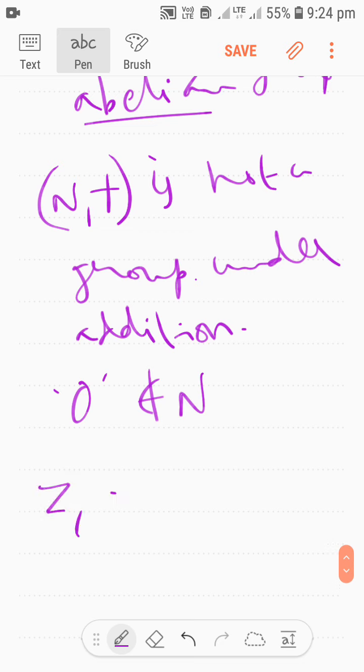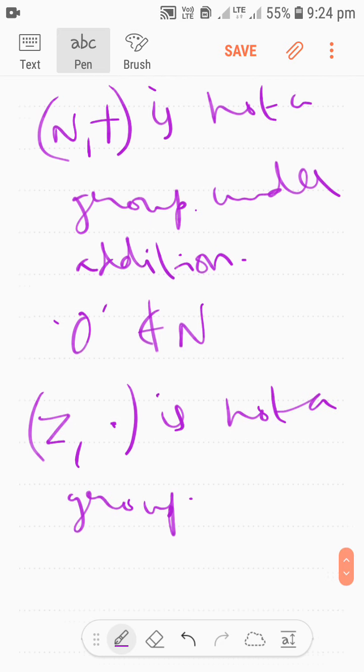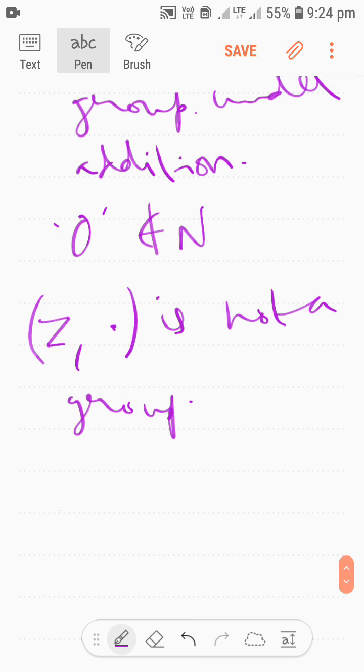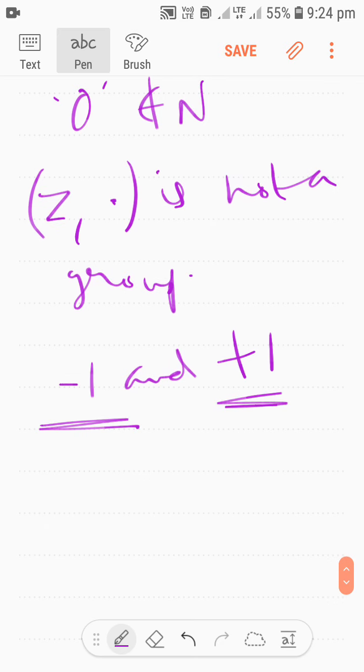Okay. Next example, Z comma dot. Z comma dot, integers with product operation. It is not a group. Why is it not a group? Because any element other than -1 and +1 does not have an inverse. Only -1 and +1 have inverses. Other than these, none have an inverse. So Z comma dot is not a group.